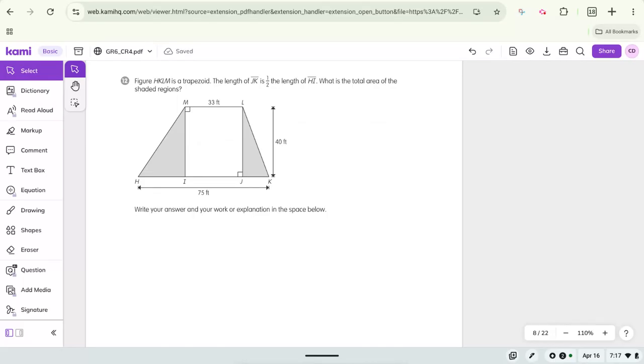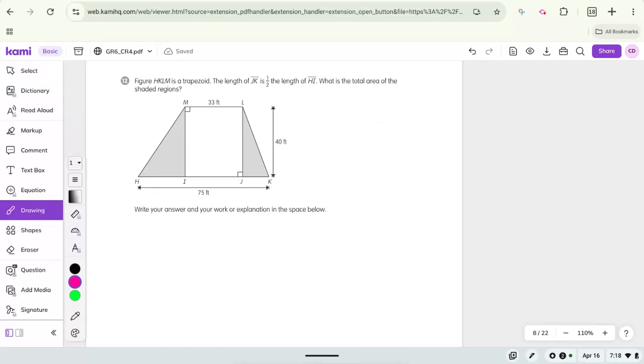But the first thing I need to do is figure out the length of the bases of the triangles. I see that both triangles have a height of 40 feet. This is going to be 40. This is going to be 40. And we have these perpendicular lines here. So I just need to find the bases.